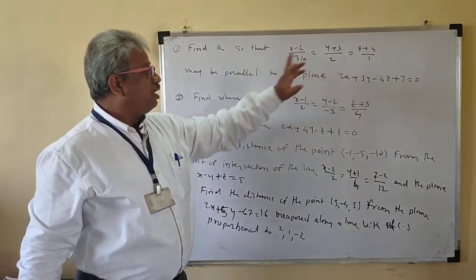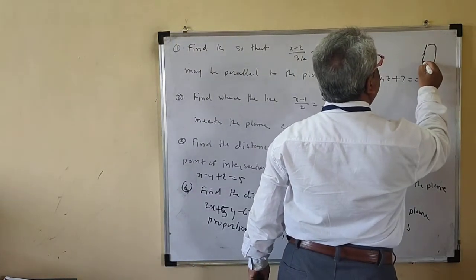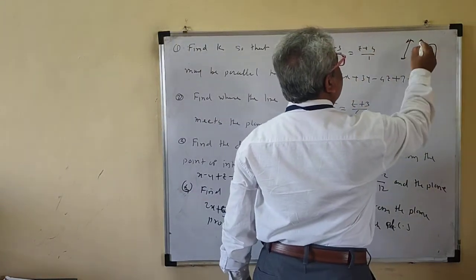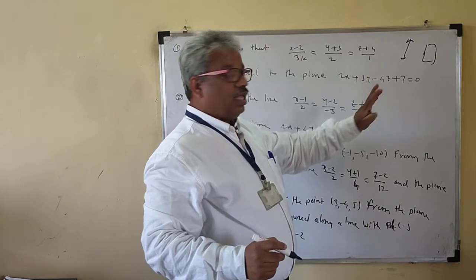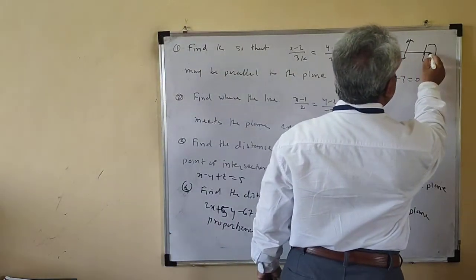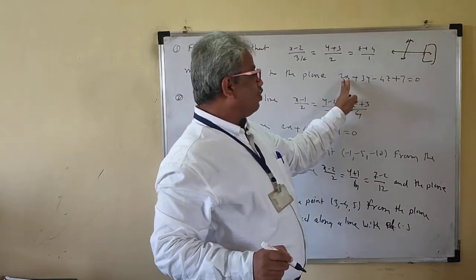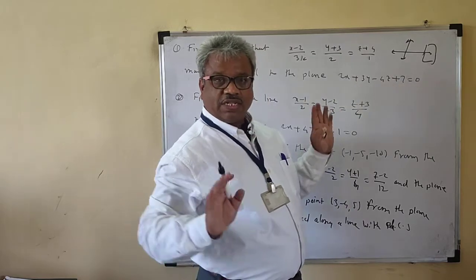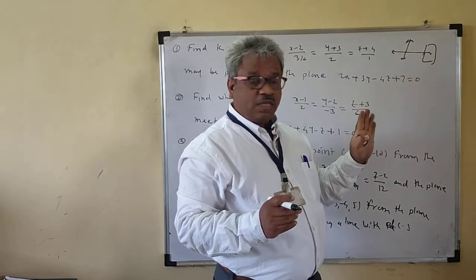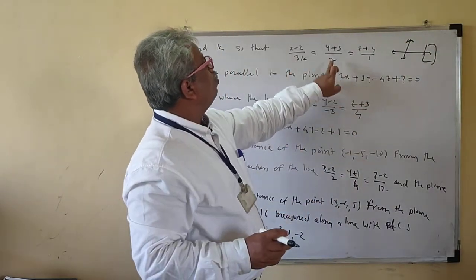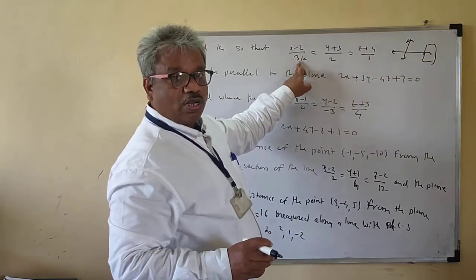See, find the value of k so that this line may be parallel to the plane. Suppose this is the plane and this line is parallel to the plane. The coefficients of x, y, z in the plane represent the DRs of the normal to the plane. So 2, 3, minus 4 are the DRs of the normal to the plane. The line is parallel to the plane, which means the line is perpendicular to the normal. So the product 3k into 2, 2 into 3, 1 into minus 4 is 0.